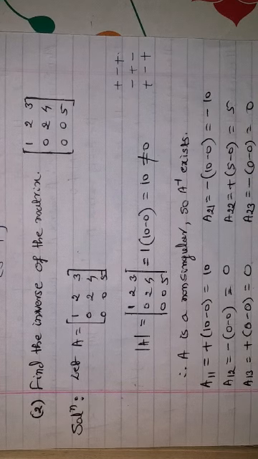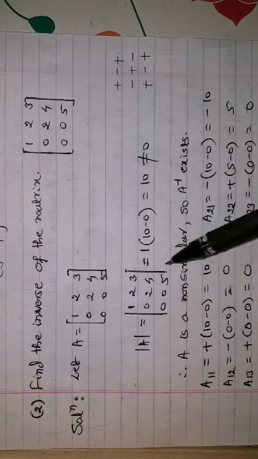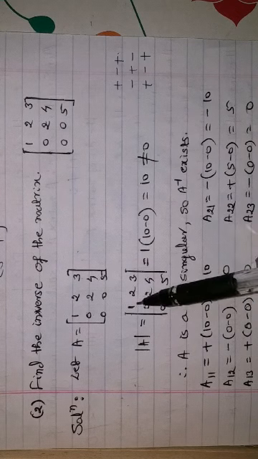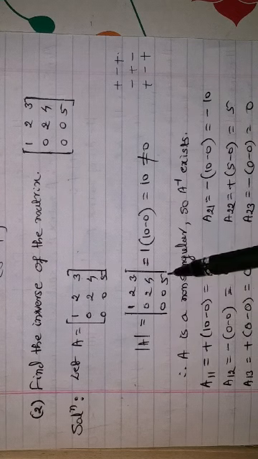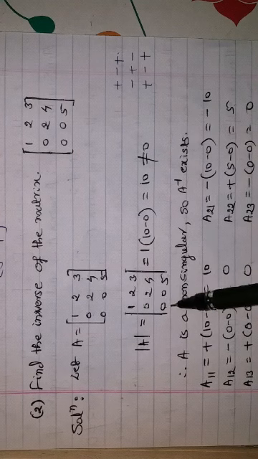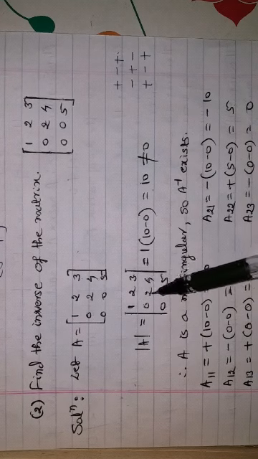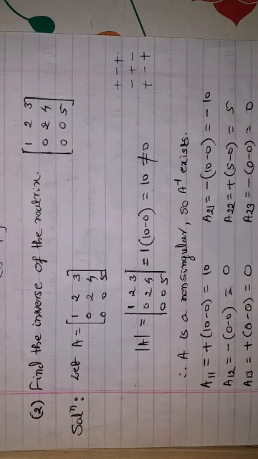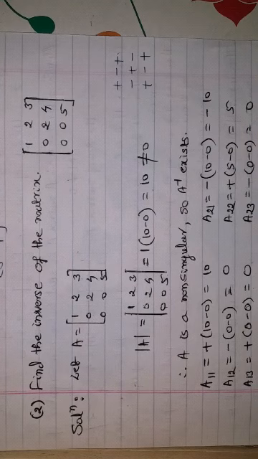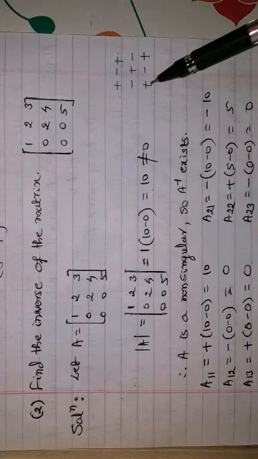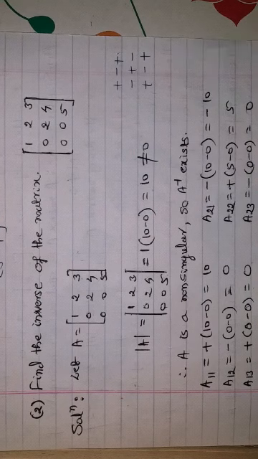A31 is 8 minus 6, because you leave the third row and first column, which gives third row, first column, 2 4s are 8 minus 6. 8 minus 6 means 2. According to the sign, that is plus, hence plus 2.